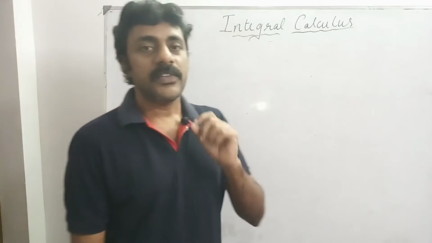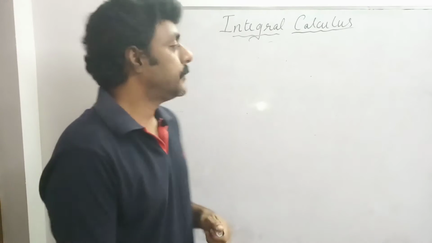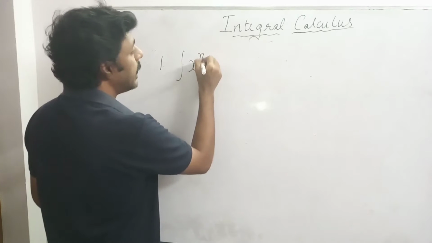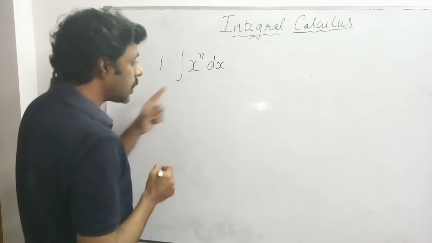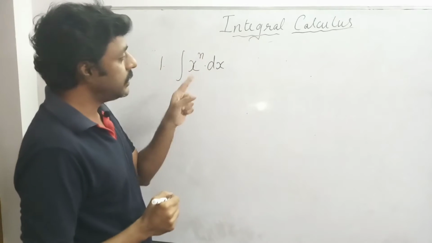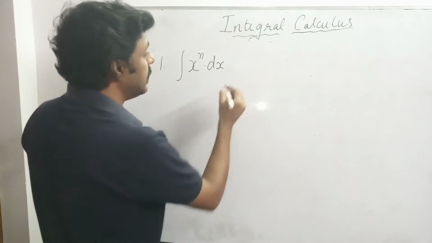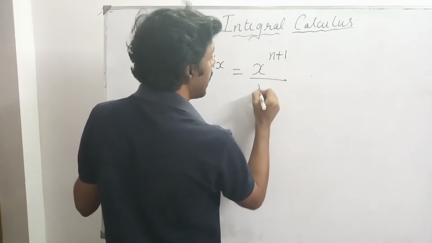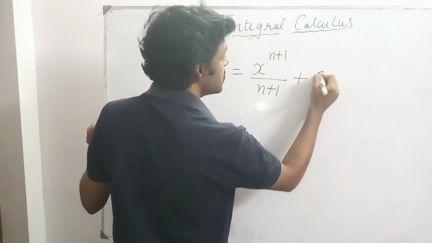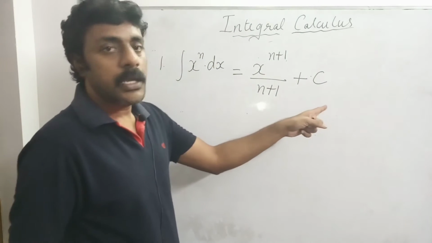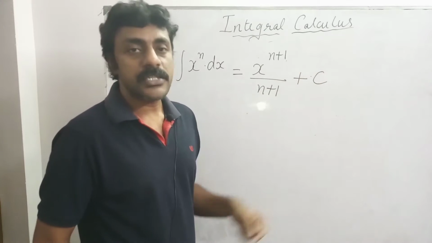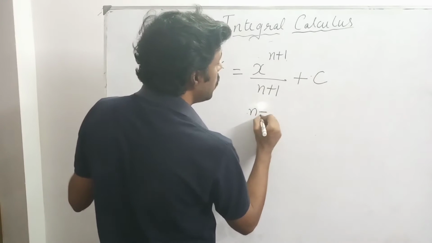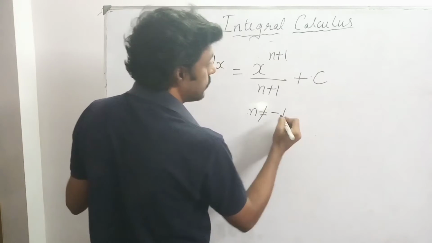Now we are going to see some standard results of integration. So number 1, the integral of x to the power n into dx will be nothing but x to the power n plus 1 divided by n plus 1 plus c, where c is the constant called the integration constant. Here the condition will be n should not be equal to minus 1.